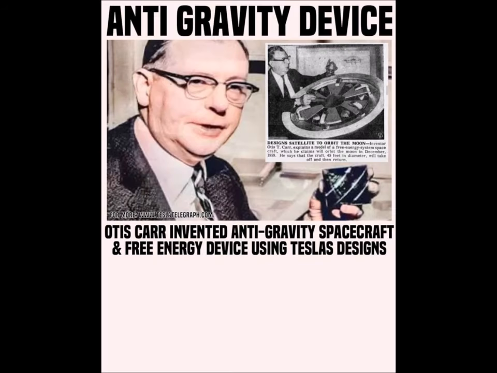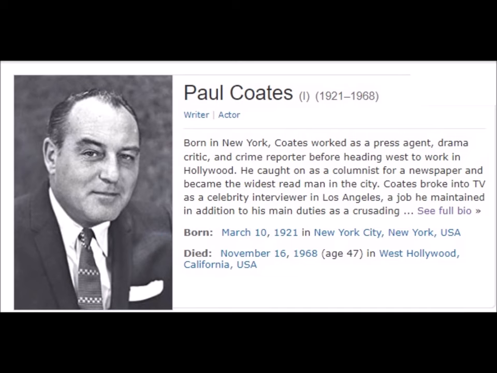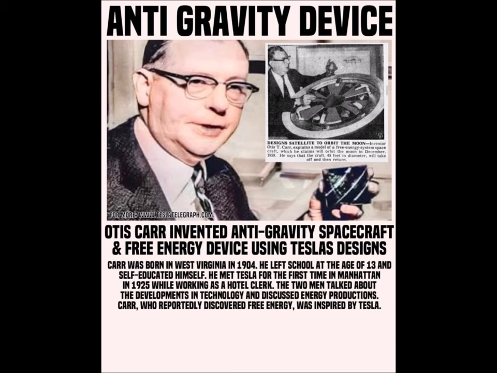Otis T. Carr was born in West Virginia on December 7, 1904. Little seems to be known about his early life, but in a 1960 interview with popular television host Paul V. Coates, Carr said that he left school at age 13, after which he received no further formal education.